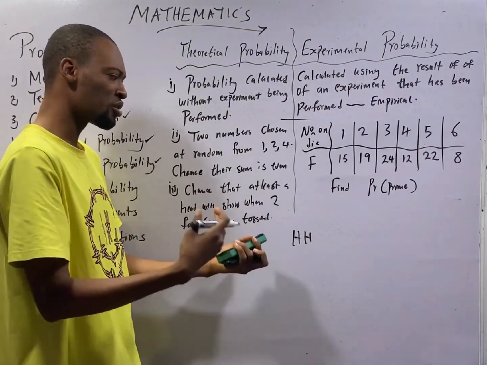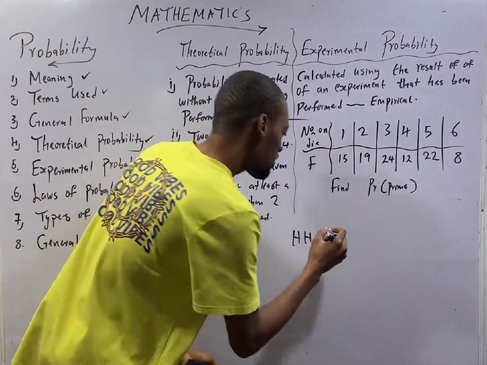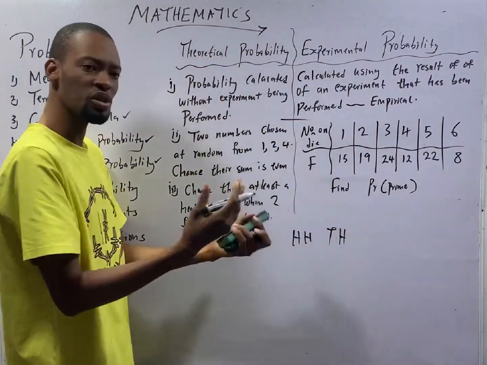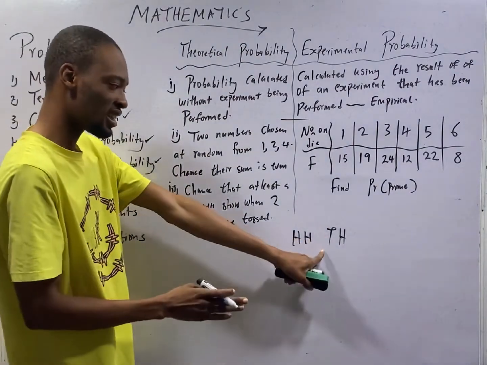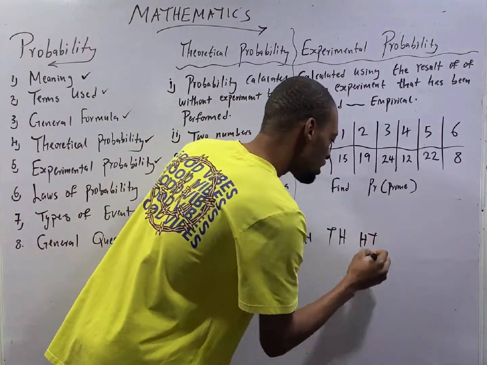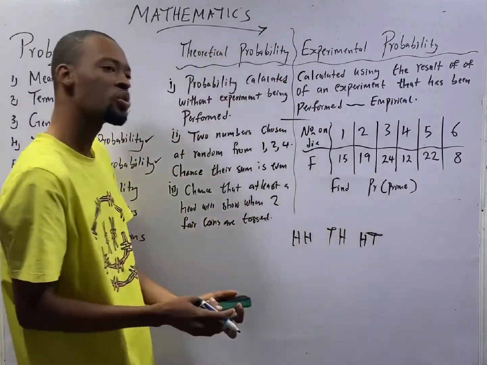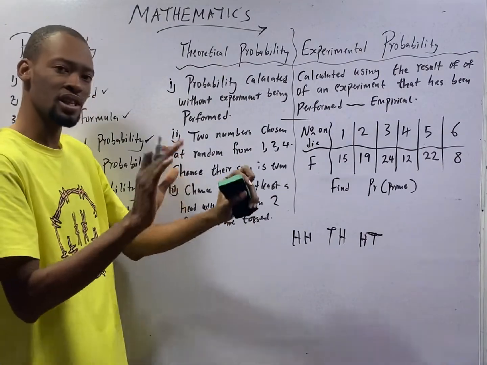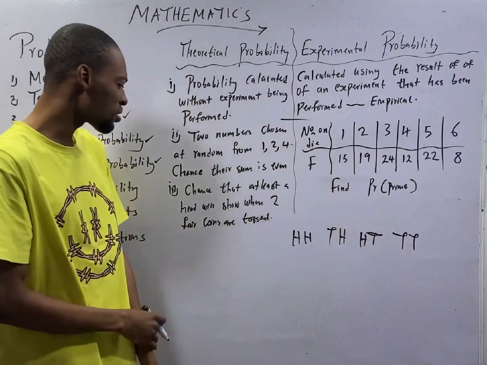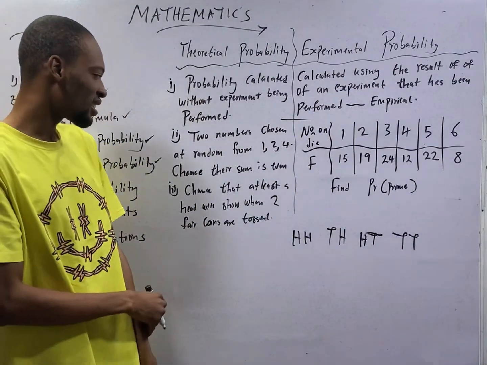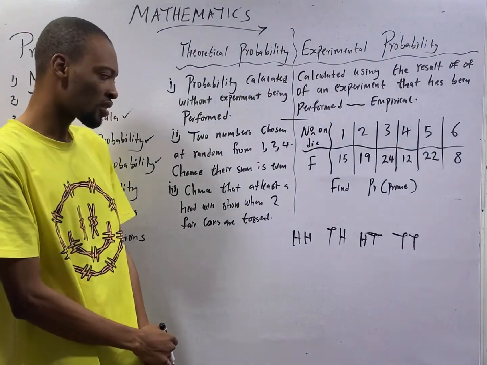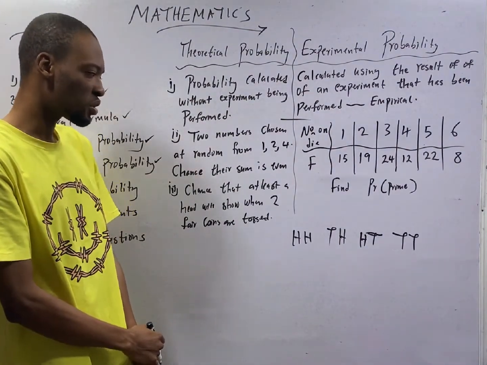Then there is a chance that when you throw the coins again, you get tail in one of them and head in the other one. When you throw again, you can get head in the one that was tail here and tail in the one that was head here, to have head and tail. When you throw again, you can get both of them tail, so tail and tail. Now the question says, what is the chance that at least a head will show when two fair coins are tossed? At least a head will show.